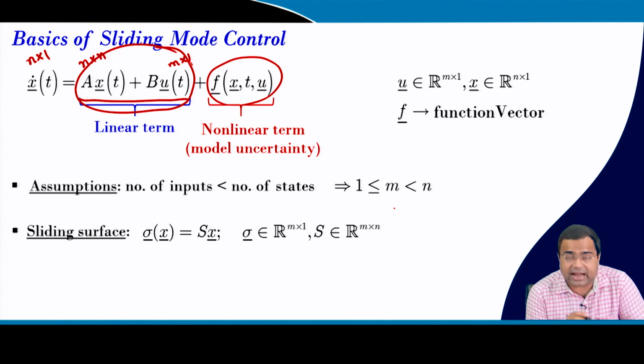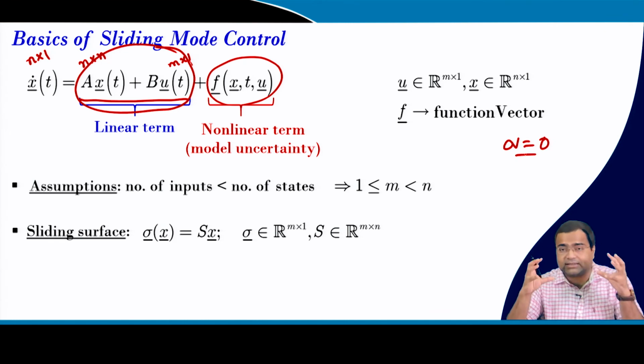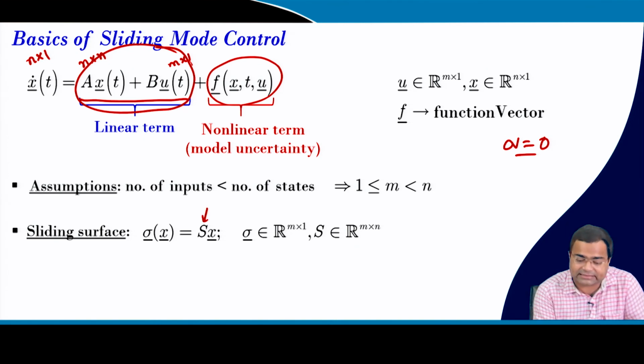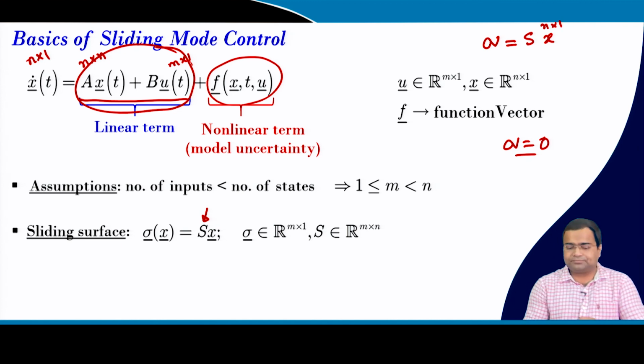Now, we are talking about a sliding surface because we already discussed sigma x equal to 0, that we have discussed. But we want to see what is the dimension of the sigma, and that will be decided by this S, and that will come because sigma is equal to S into x. So, if x is n cross 1, how is S coming? S comes from the number of inputs.